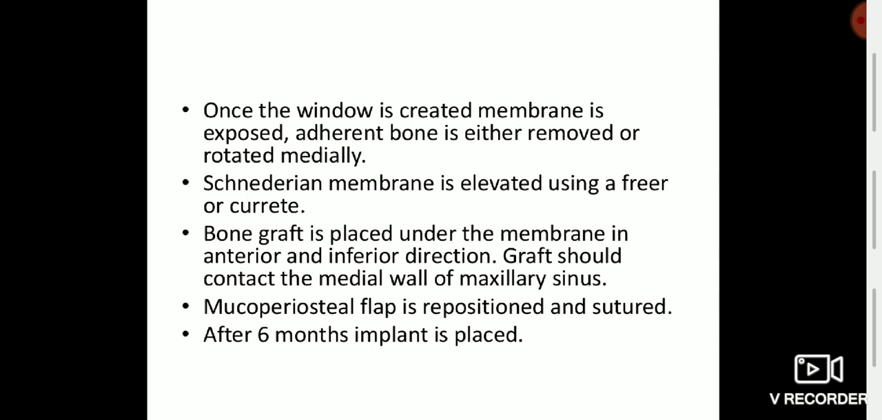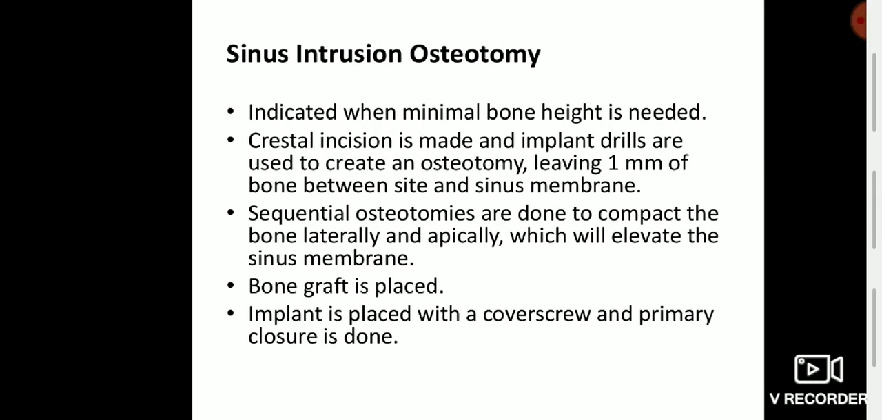Once the window is created, the membrane is exposed, and the adherent bone is either removed or rotated medially. The sinus membrane is elevated using a curette or a periosteal elevator. The bone graft is placed under the membrane in the anterior and inferior direction. The graft should contact the medial wall of the maxillary sinus. The mucoperiosteal flap is repositioned and sutured. After 6 months, the implant is placed.